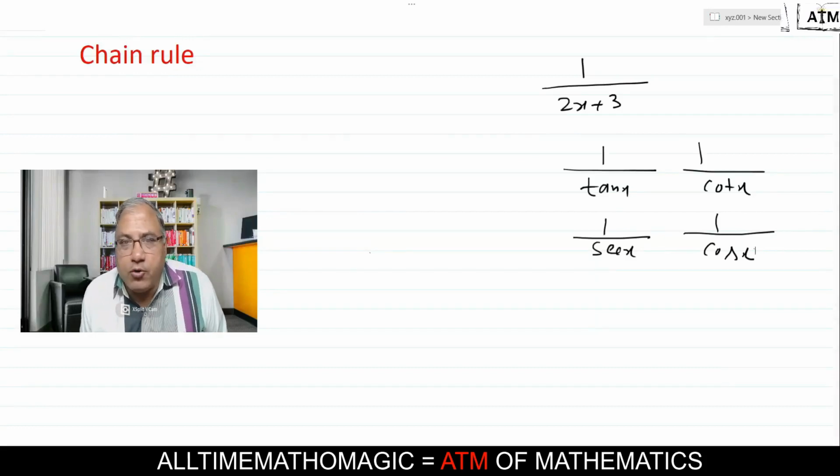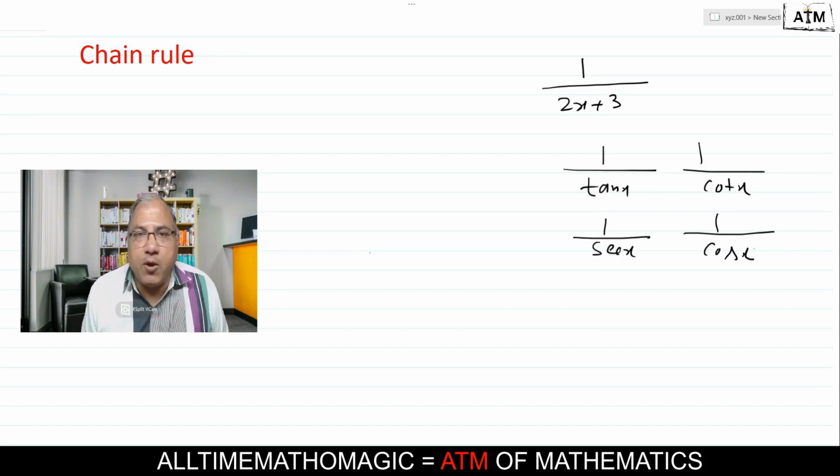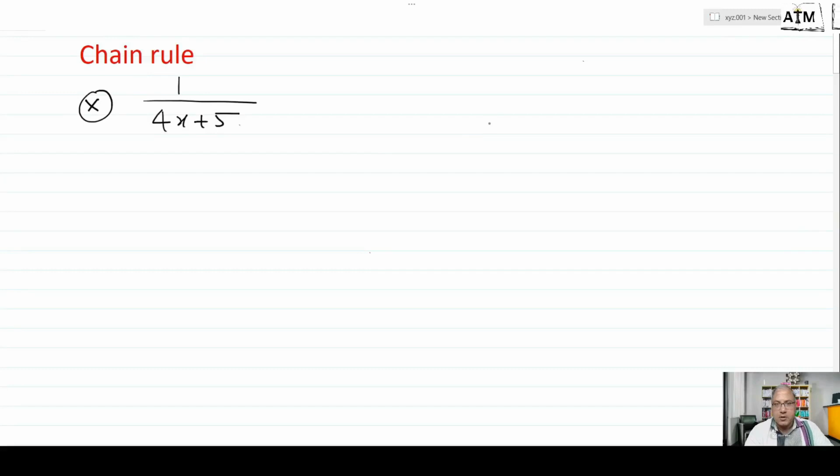In the next type, I am going to deal with problems like 1 upon 2x plus 3, 1 upon tan x, 1 upon cot x, 1 upon sec x, 1 upon cos x, or anything. 1 upon is there. So let us do this type of problem by using chain rule. Suppose we want to find the derivative of 1 upon 4x plus 5 with respect to x. So by using chain rule, what we need to do?